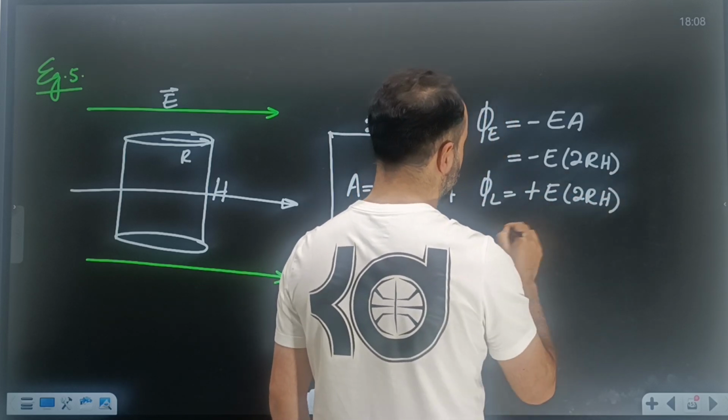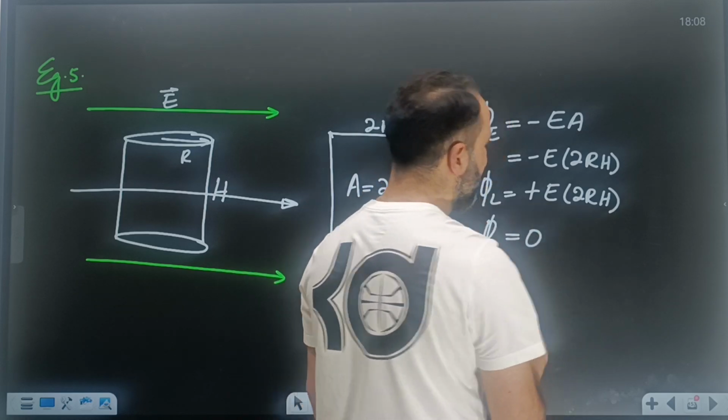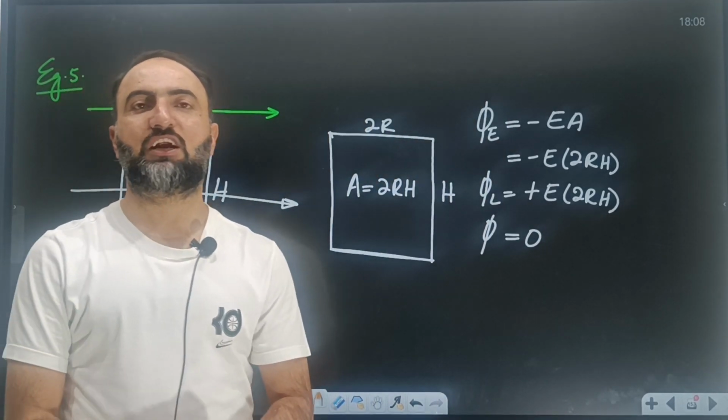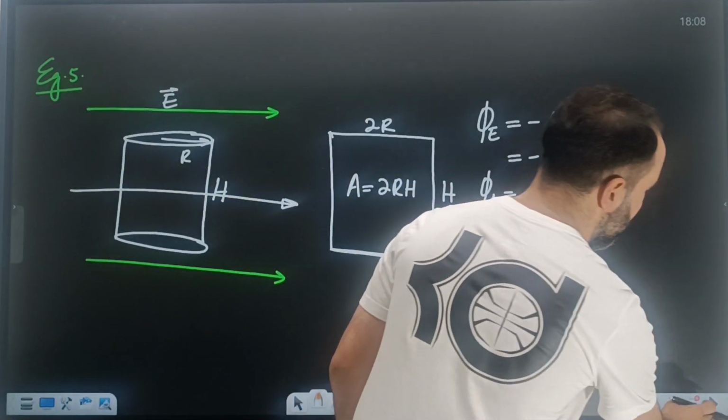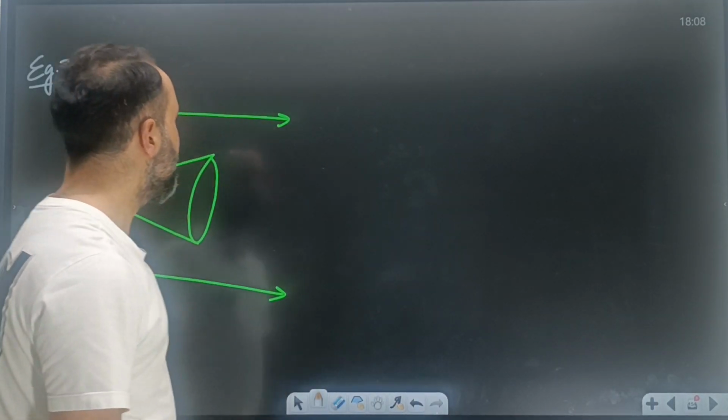And what about the total flux? The net flux passing through this will be equal to 0. The reason is that the number of electric field lines entering will be exactly equal to the number of electric field lines leaving. The total electric field lines passing through the surface will be equal to 0.